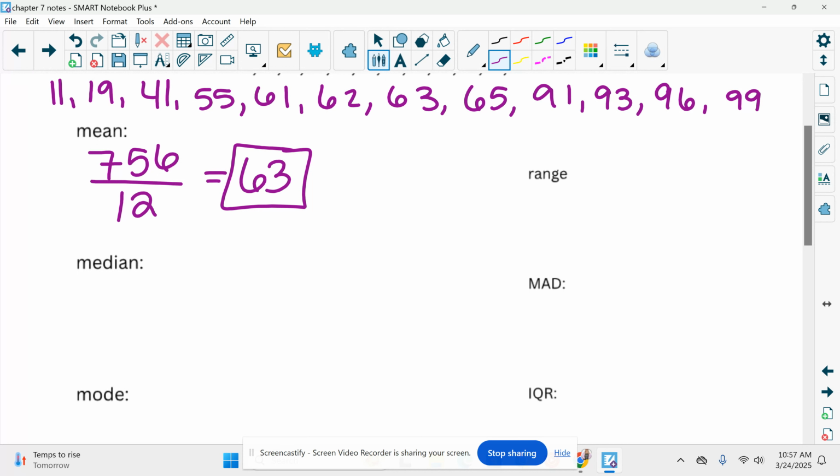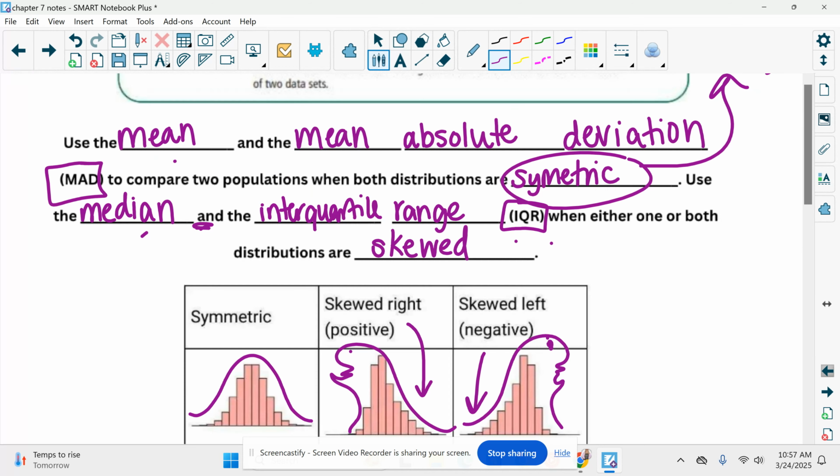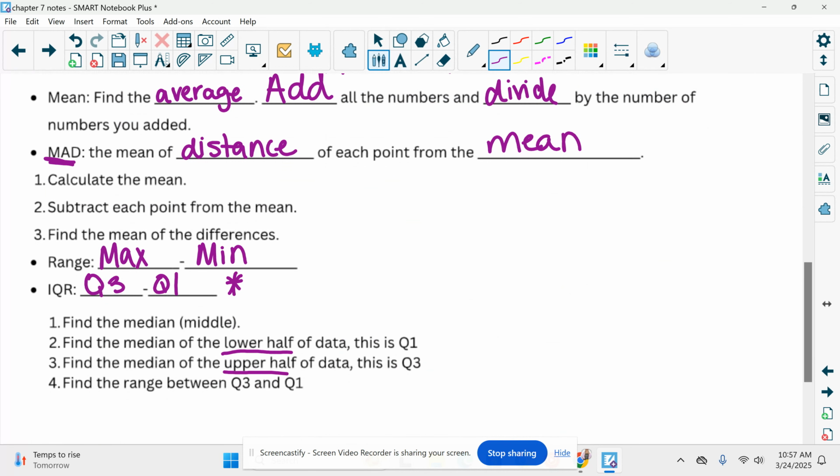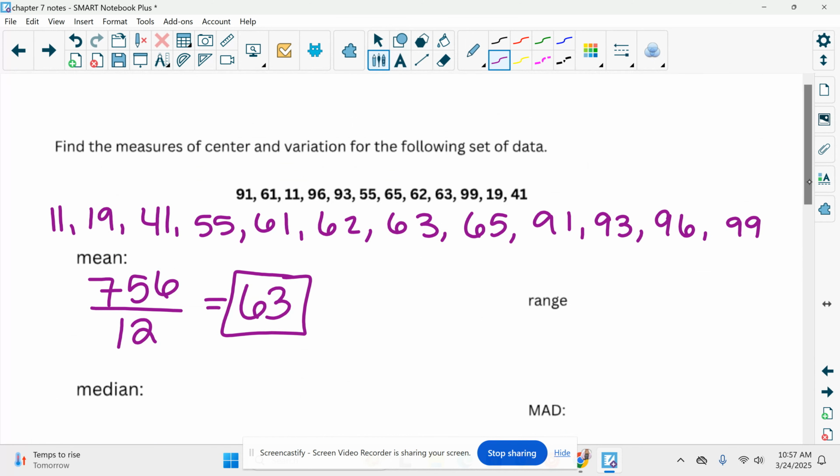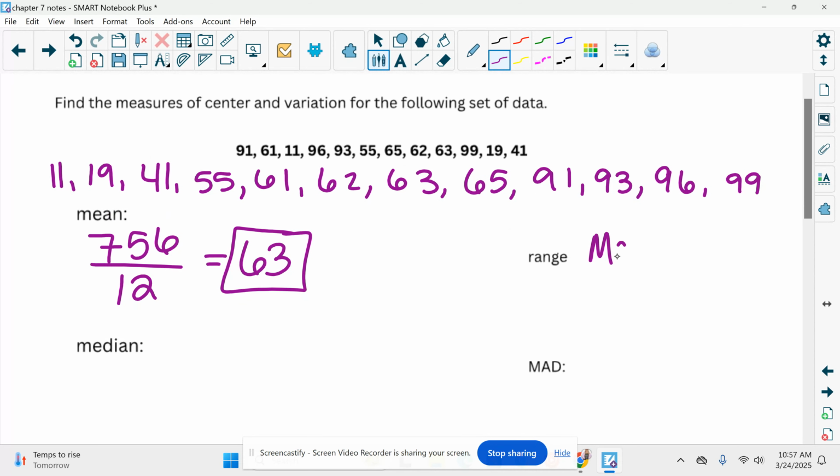Yes, sir. It should be the third dot. For what? Hands. 1, 2, 3, third dot. Maximum minus the minimum. What's the maximum here? 99. The minimum is minus 11, which gives me 88. Good mental math. Good job.